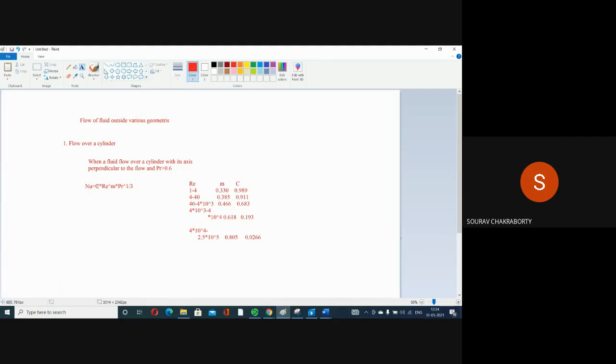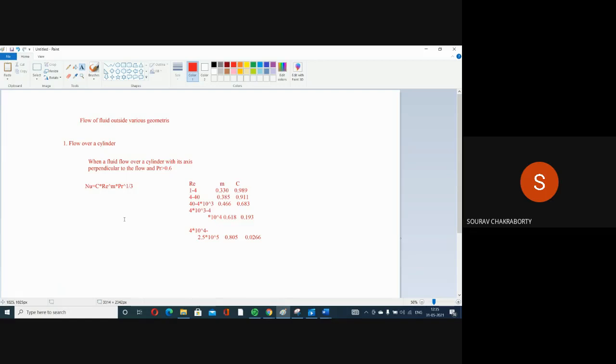So in this expression, there are two constant terms, C and M. How to determine the constants when you are going to apply it in a practical situation? Obviously we'll have some Reynolds number value, and on the basis of the Reynolds number value, we can get different values of C and M. By selecting the Reynolds number range in which your Reynolds number for your case is falling, based on that we can decide the value of M and C, and you can put it here. Okay, so this is the flow past a cylinder.